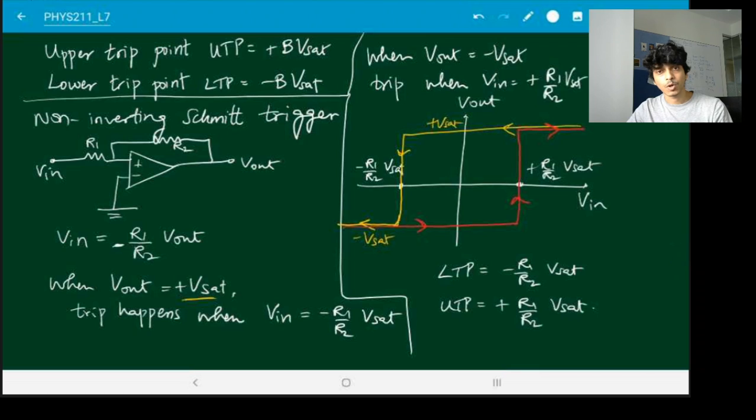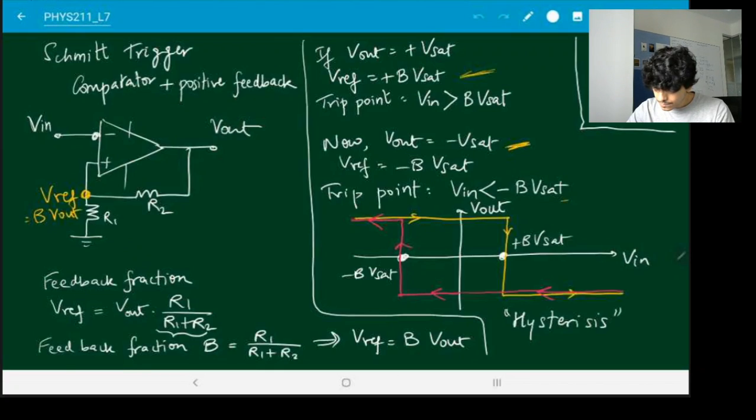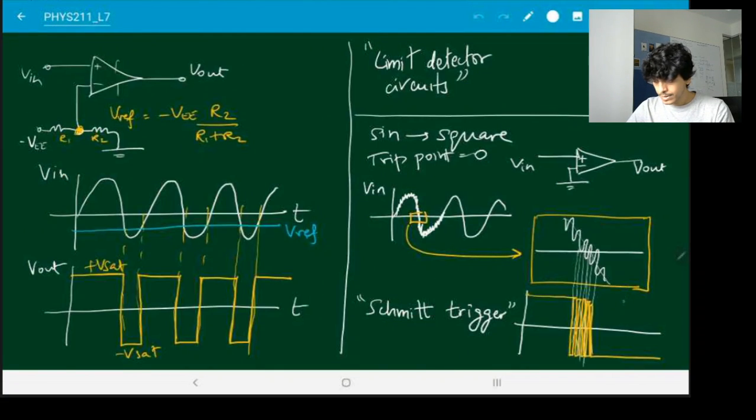What happens? Oh, first of all, we should discuss how the Schmidt trigger solves the problem. Initially, we had the problem of there being too much noise in the system. So there were lots of wiggles on the sine wave over here, and it was to solve this problem that we introduced the Schmidt trigger. How does this solve that problem?